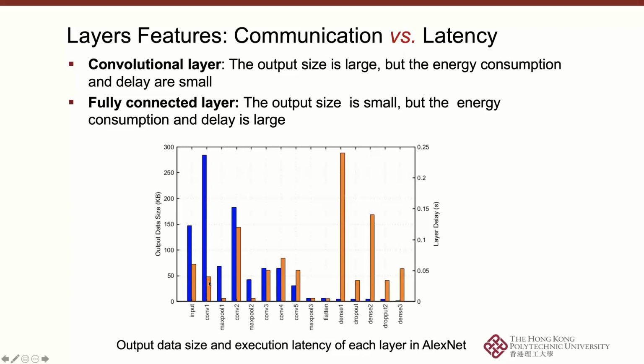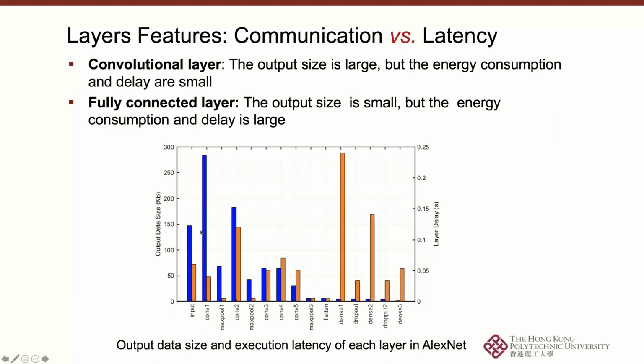So you will see the delay is short, but the intermediate data, the features generated by the layers, is huge. It's sometimes even bigger than the raw data. But in the last few layers, for example, the fully connected layers, the intermediate data is very small, but the computation is very rich. You will see the delay is very long.